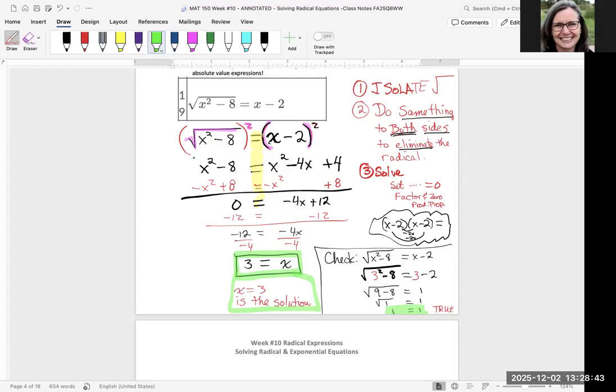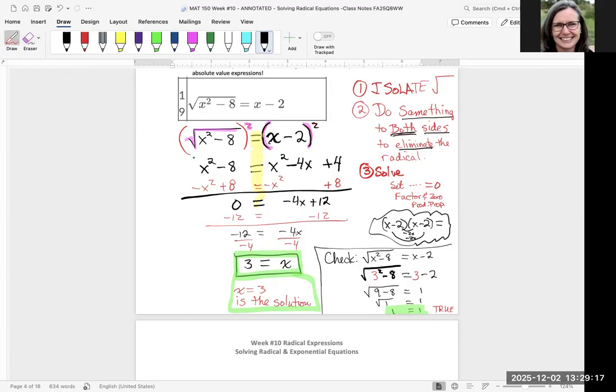Weeks 8 and 9 have been challenging. Week 8 is a lot of new notation. Week 9 is solving absolute values. But do you notice the similarity between week 9 and week 10? In week 9, I asked you to isolate the absolute value, and then you rewrote it as two equations and solved each of those two equations to find your two answers that made the original equation true.